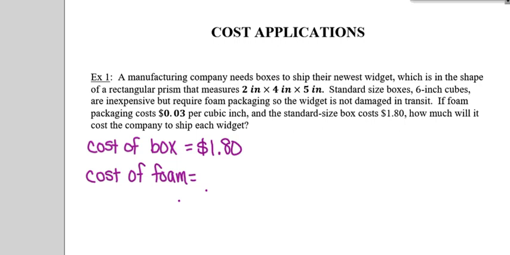Well, the foam that's going to be needed is the space that's in the box, but not including the space that's occupied by the widget. So what we're going to do is find the volume of the box, the volume of the widget, and then subtract. So I'm going to go ahead and start by finding the volume of that box, which is in the shape of a 6-inch cube.